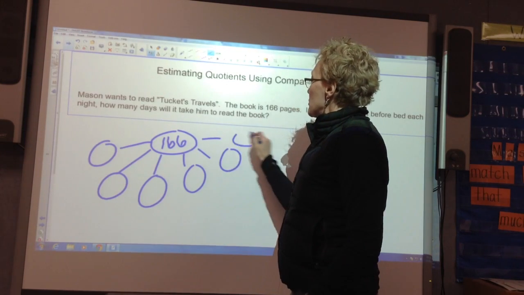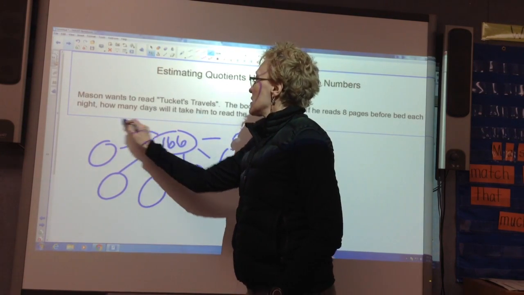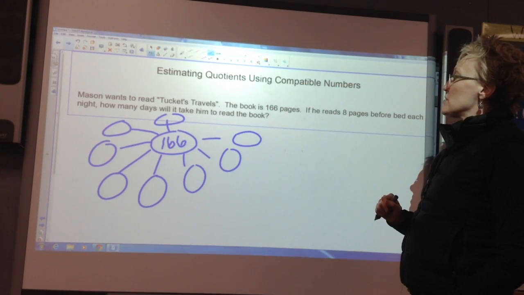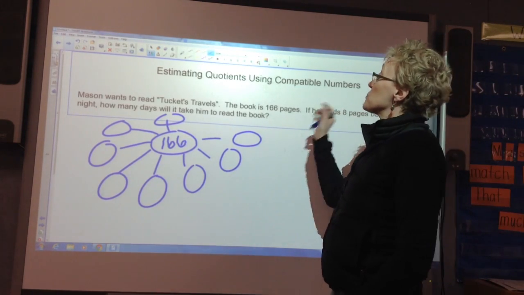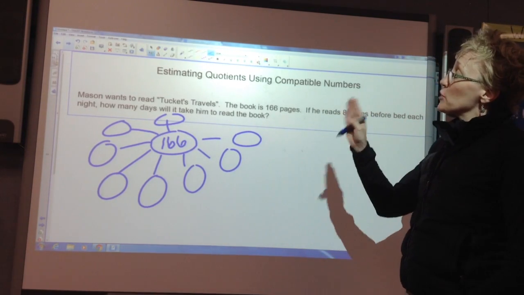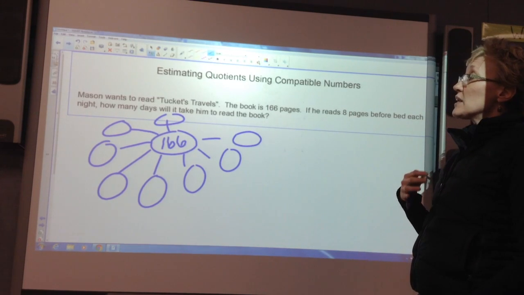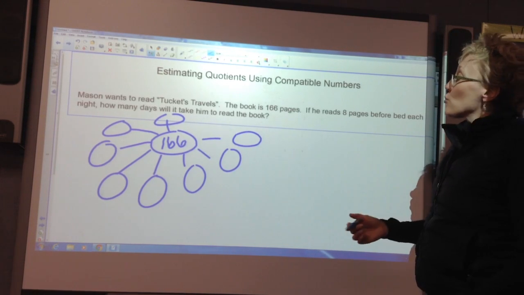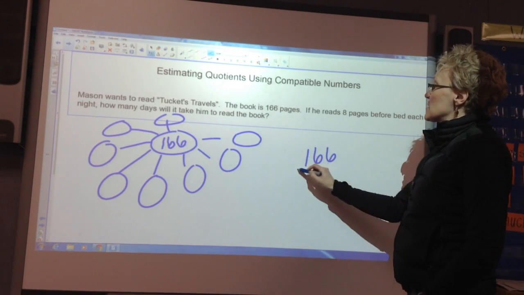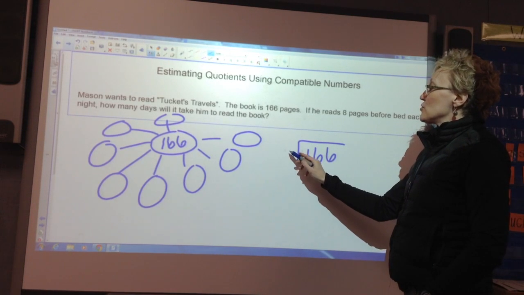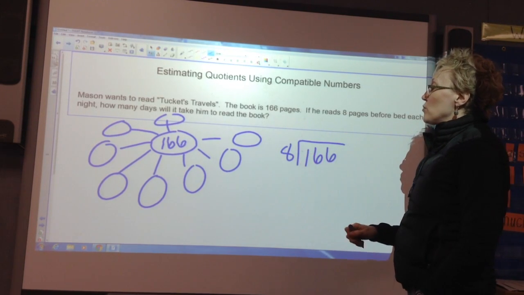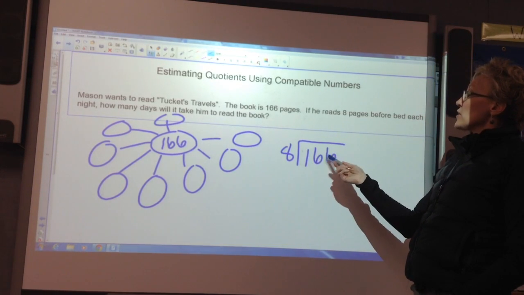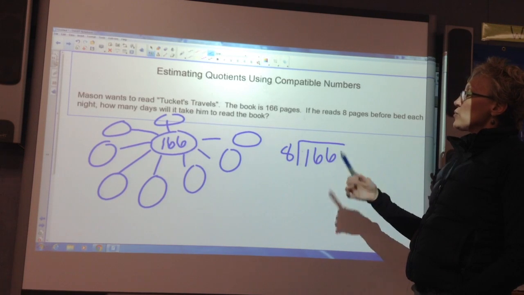So those are going to be my groups. 1, 2, 3, 4, 5, 6, 7, and 8. So he is reading 8 pages a day. Now if we put that 166 into groups of 8, that's going to tell us how many days it is going to take him to read the book. So we have a situation where we have 166. We're putting them into groups of 8. So now we're taking 166 and putting it into groups. How many will be in each group?